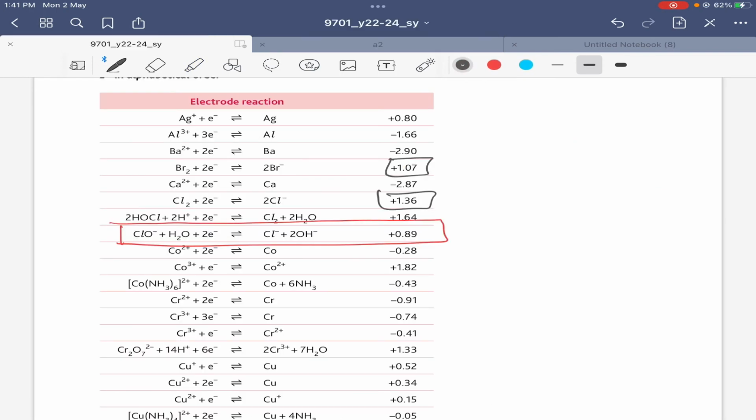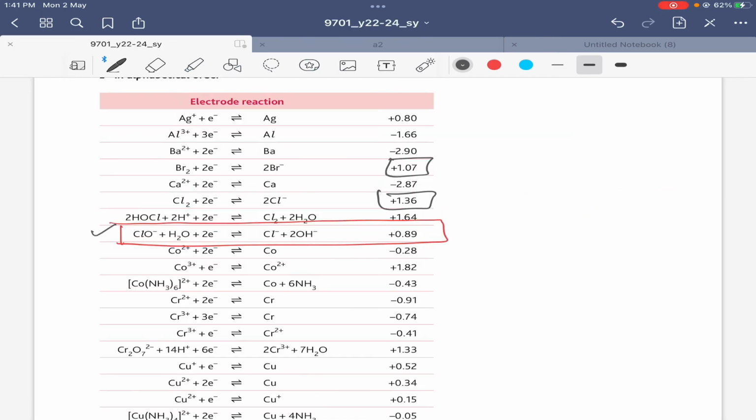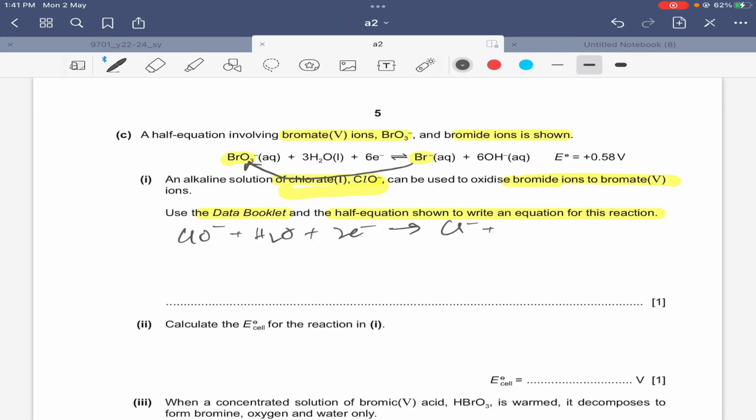So this is the same equation we used in the last part. ClO minus plus H2O plus 2 electrons gives Cl minus plus 2OH minus. And this is oxidizing bromide ions. So this equation will be written in reverse form. Because we are oxidizing bromide ions, the equation would be Br minus plus 6OH minus gives bromate ions, BrO3 minus plus 3H2O plus 6 electrons.